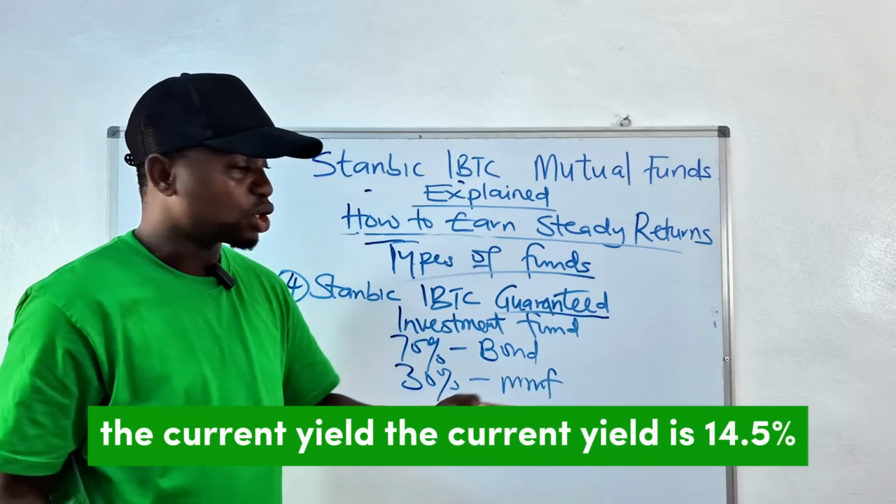The current yield is 14.5%. If you invest now, you are getting 14.5%. And year to date, from January to now, it has returned a total of 10.3%. And the 5-year return of this fund is around 65 to 70% cumulative.